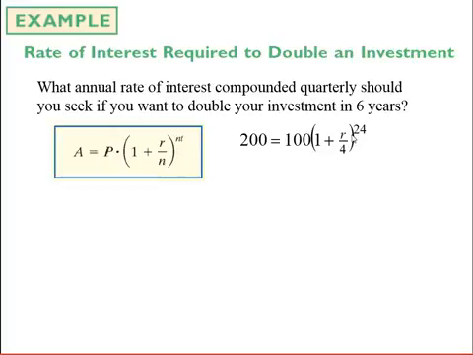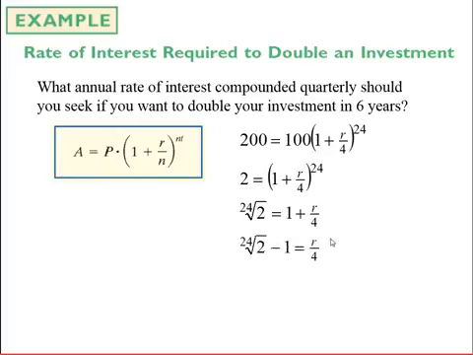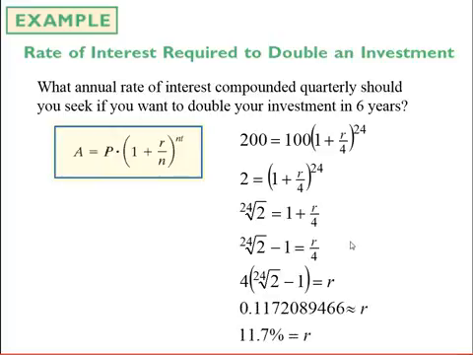Now, in this particular case, I'm going to divide both sides by 100 first to isolate this term over here, and that gives me 2 equals that term. And then all of this stuff is raised to the 24th power. So I'm going to 24th root the right-hand side, and I'm going to 24th root the left-hand side. Then I'll go ahead and subtract the 1 over, and then I'll multiply both sides by 4. And if I take out my calculator, that tells me about 11.7% would be the rate that I should seek if I want to double my money in 6 years, being compounded quarterly.